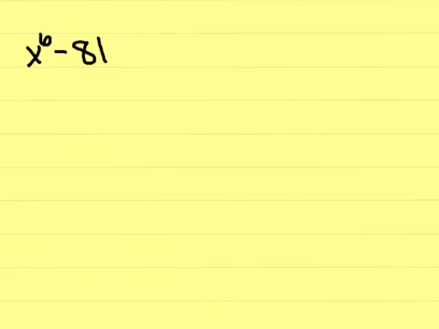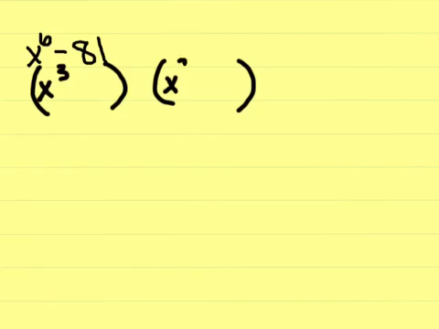So we have x to the 6th minus 81. It's a difference of two squares because x to the 6th has an even exponent and 81 is a perfect square. The square root of x to the 6th is what? X to the 3rd. Square root of 81 is 9. One's plus and one's minus. Now, since x cubed has an odd exponent, this is the final answer.